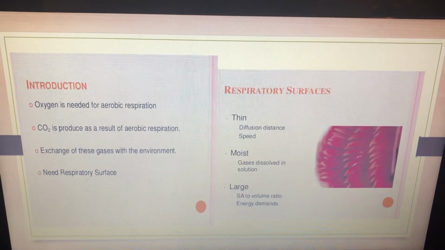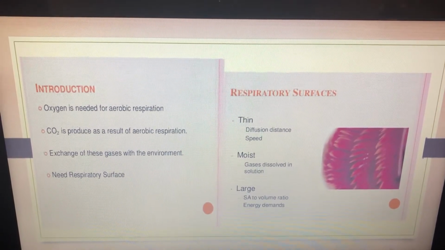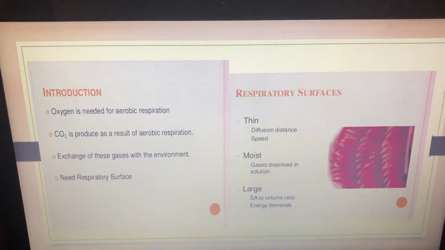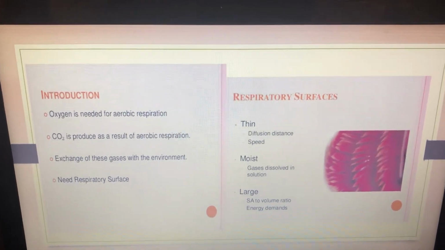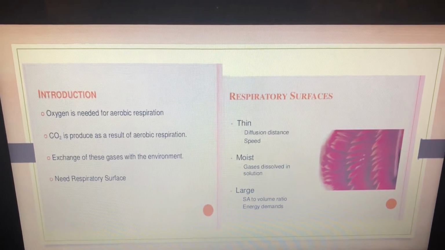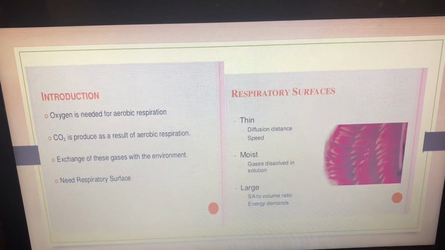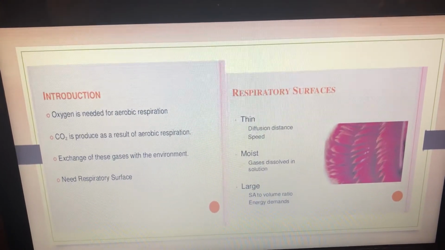Introduction. Oxygen is needed for aerobic respiration. CO2 is produced as a result of aerobic respiration. Exchange of these gases with the environment needs a respiratory surface. Respiratory surfaces: diffusion distance, speed, moist, gases dissolved in solution, large surface area to volume ratio, energy demands.